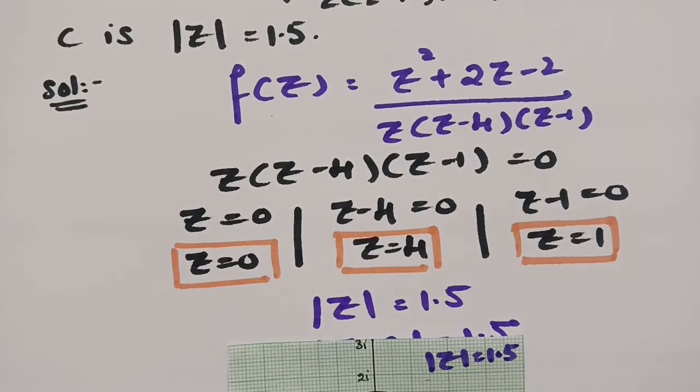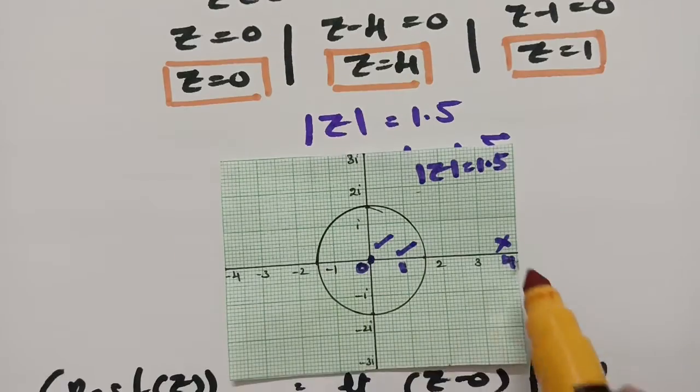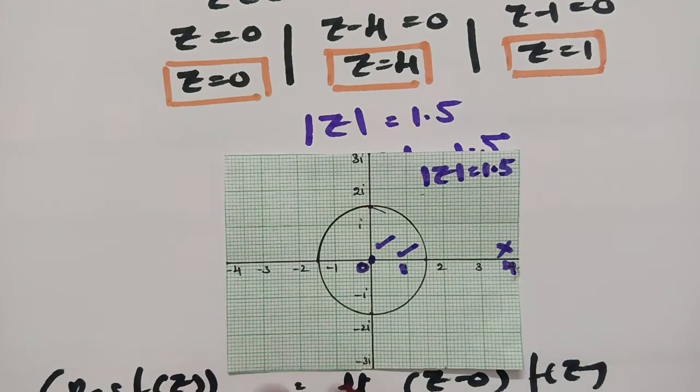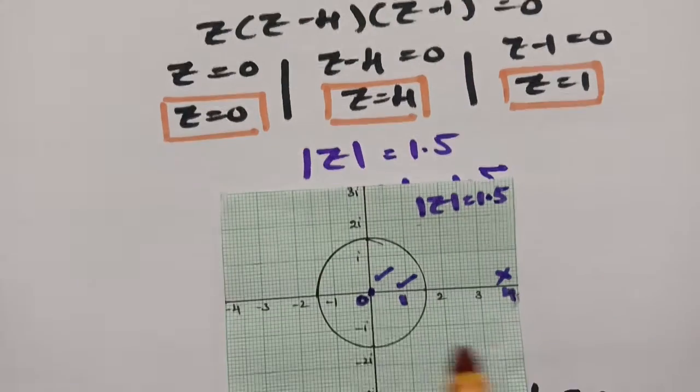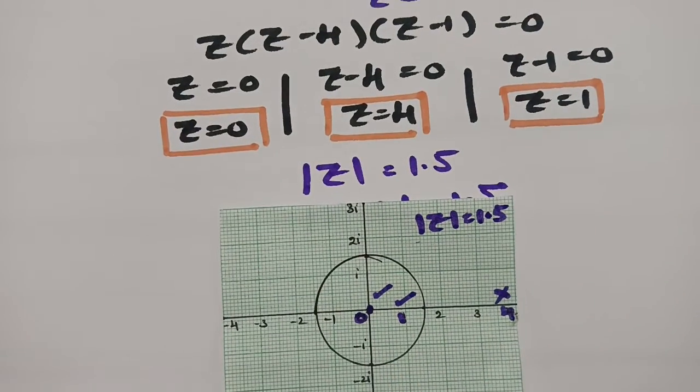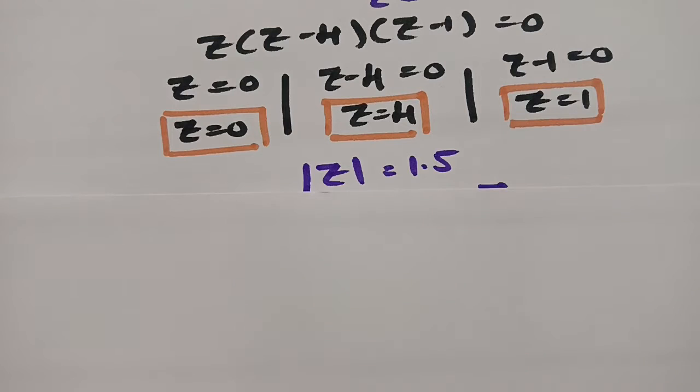And the next one here, z equal to 4 is outside the given circle. Therefore, there is no need of finding the residue value. And again, z equal to 1 is within the circle, and therefore we have to find the residue at that point.